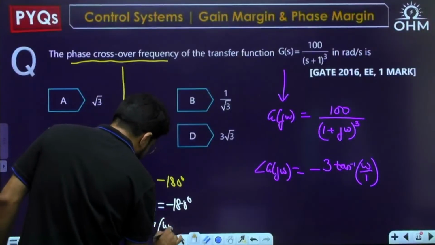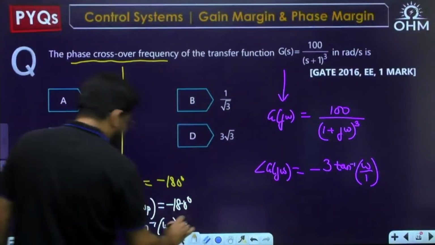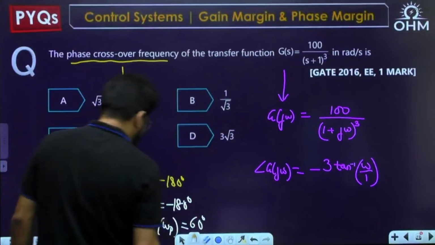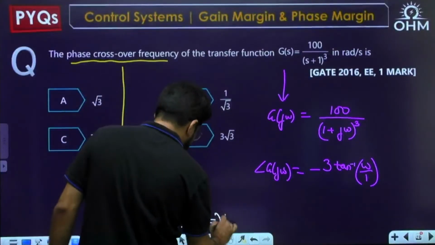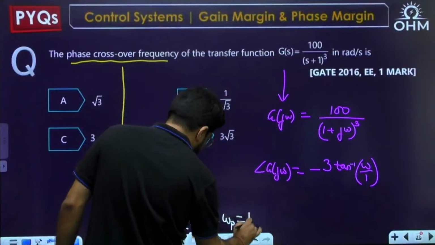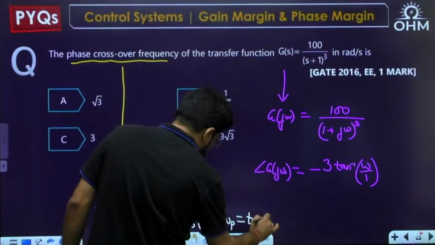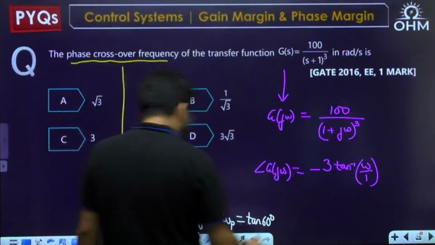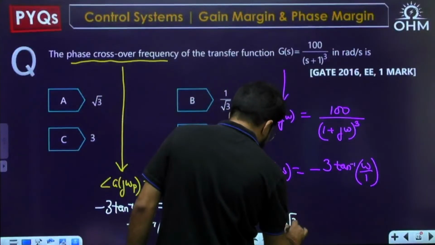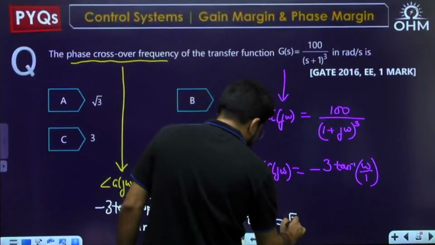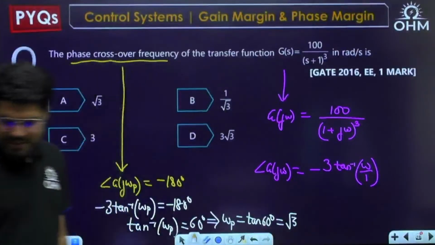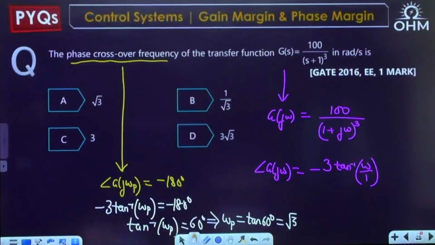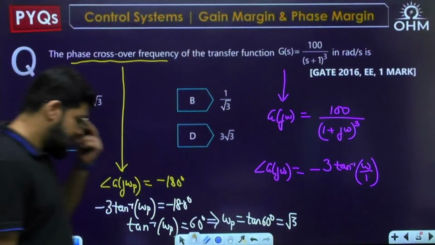What is tan inverse omega p then? Cancelling by 3, it becomes 60 degree. Tan inverse omega p is 60 degree. So what is the omega p? It is given by tan 60 degree. And what is tan 60 degree? It is root 3. Tan 60 degree is root 3.